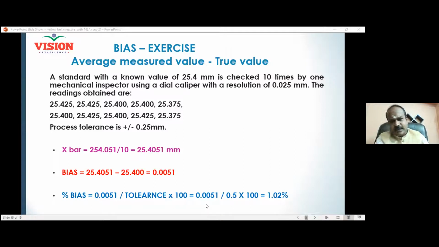Is it a healthy scenario? No. So bias should be stable. If you have a problem in maintaining the stability of the bias, then you have to increase the frequency of calibration. Don't just do it once in a year.